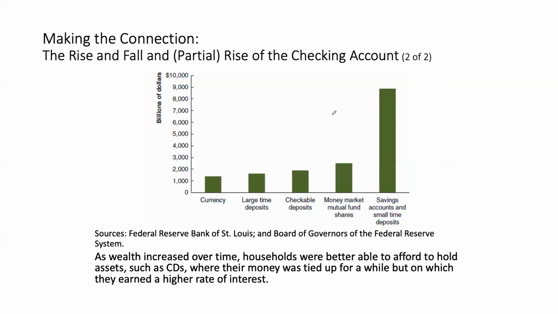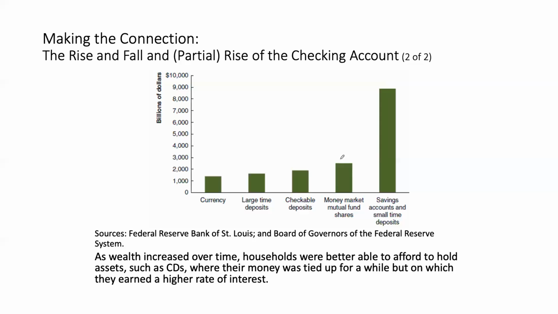If you see the biggest bar here, most of this money, the liquid money, is in the form of savings accounts and small time deposits. Some is held in the form of currency. This is in billions of dollars. About $1 trillion is held in the form of currency. Then some in larger time deposits, checkable deposits about 2 trillion, money market mutual fund shares about 3 trillion, and then in savings accounts and small time deposits we have about $9.5 trillion.